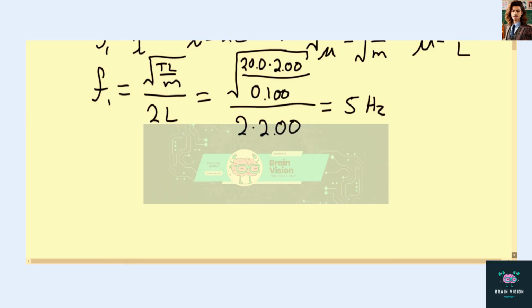Now, of course, we need to figure out what the next two modes of vibration are as well. So we need to figure out f2 and f3. Well, f2 and f3 are simply going to have frequencies that are integer multiples of the fundamental. So f2 is going to be 2 times 5 hertz, and f3 is going to be 3 times 5 hertz. So f2 is going to be equal to 10 hertz, and f3 is going to be equal to 15 hertz.